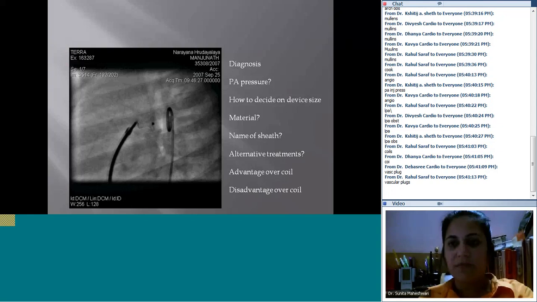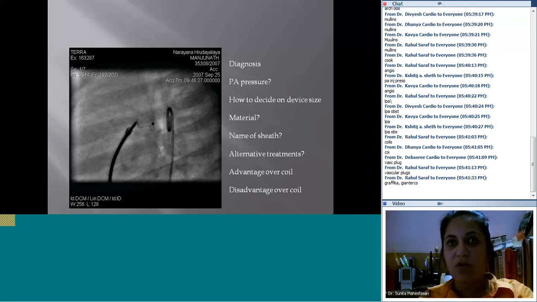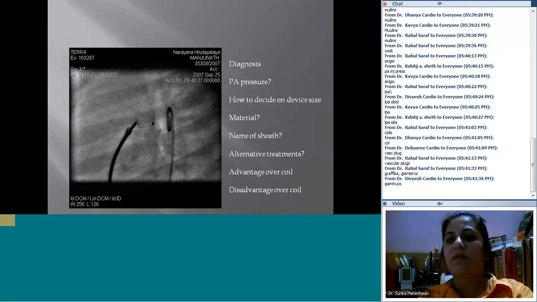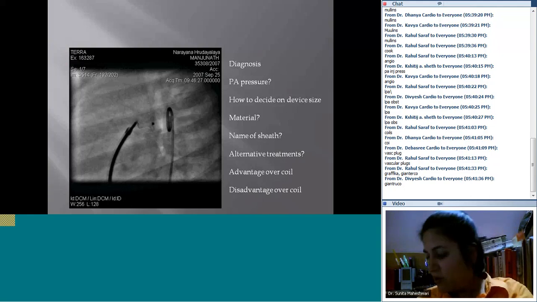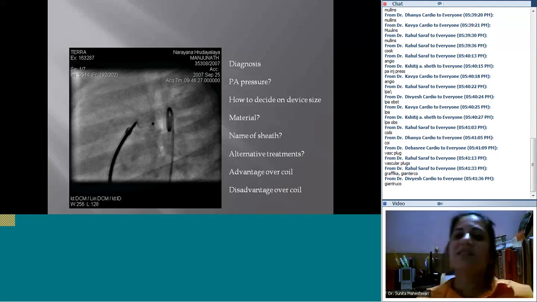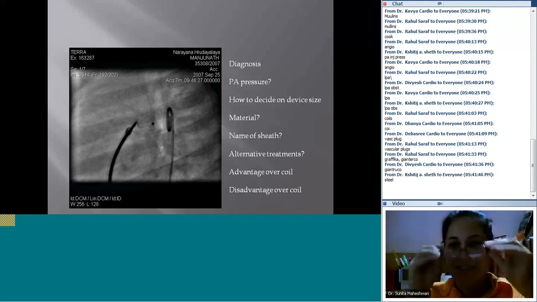So what are the types of PDA coils? What is the material? The GN type of coil, what is the material they are made of? Okay, that's much better. So they're made of stainless steel, yes, and you can also have platinum coil.